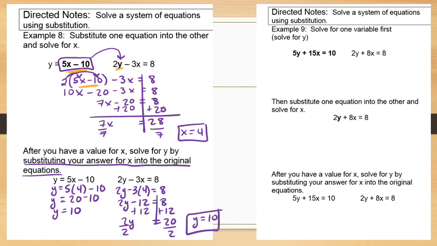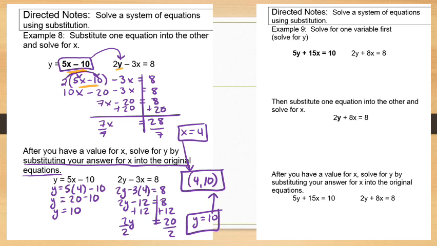So now I can feel confident that y is the correct value. And that means that overall, my solution to the system of equations is the point 4, 10. Again, I'm combining that x-coordinate and the y-coordinate to know the correct solution.